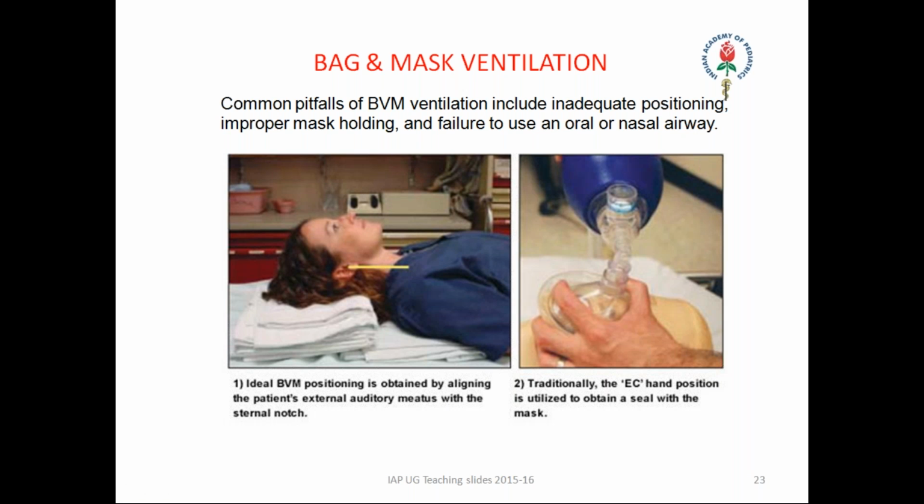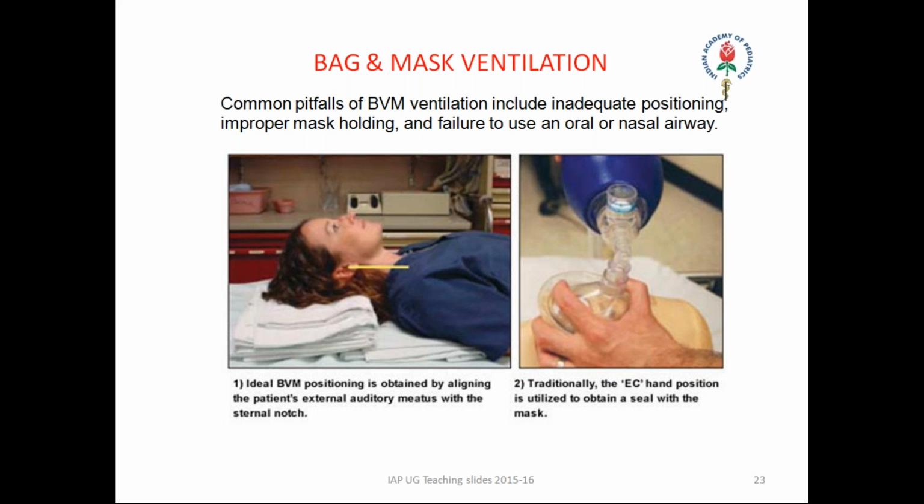So, bag and mask ventilation. The common pitfalls of bag and mask ventilation include inadequate positioning or inappropriate mask holding, and failure to use an oral or nasal airway. See the first diagram. The ideal bag and mask positioning is obtained by aligning the patient's external auditory meatus with the sternal notch. See, the patient's external auditory meatus should be in line with the sternal notch.